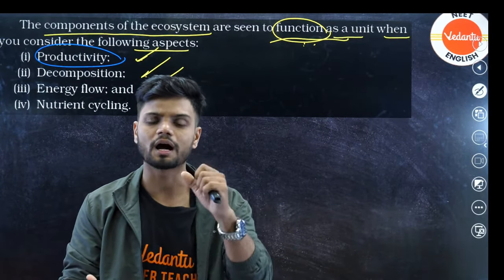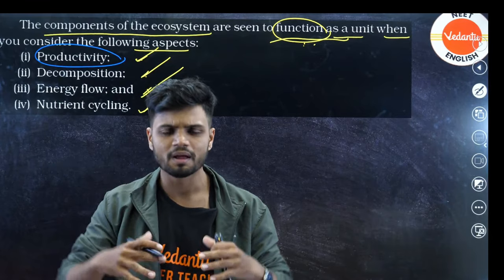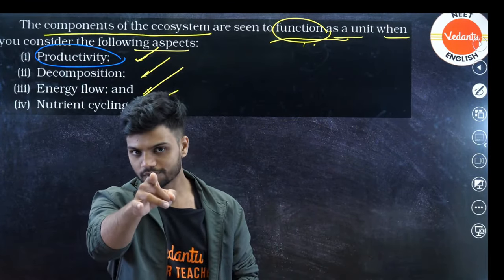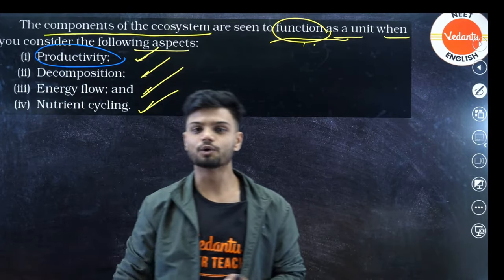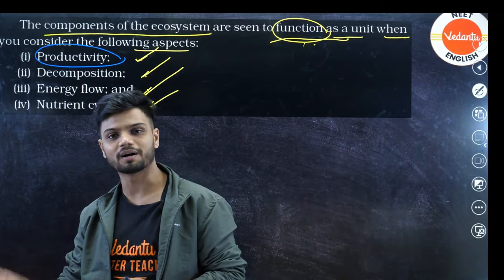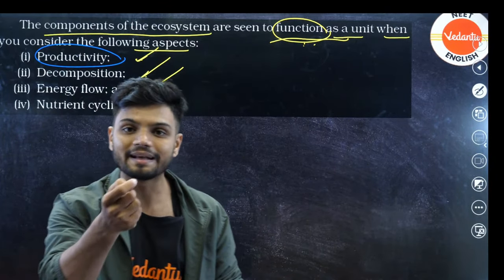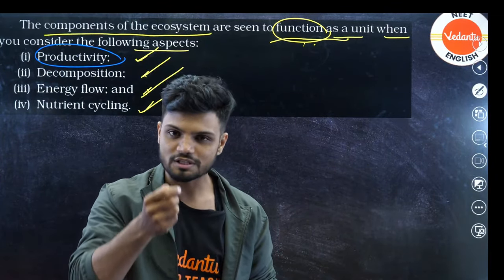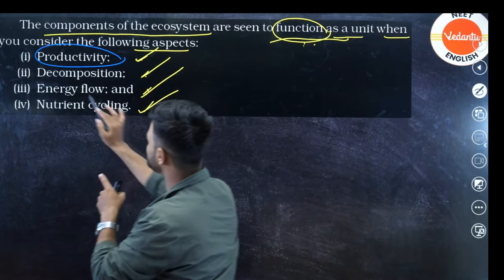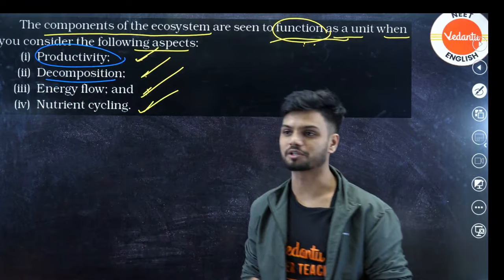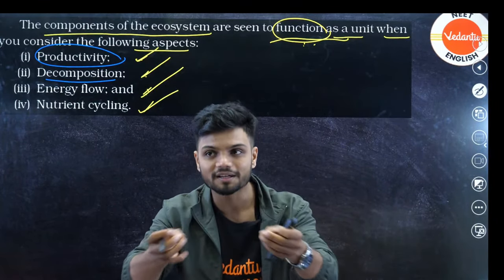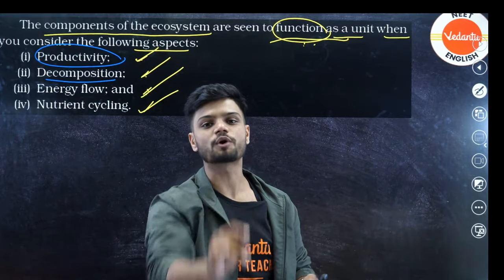In your house, dad or mom will be working and they will produce money, and that money will be given to you. What will you do with the money? You will go eat ice cream, golgappa, pizza, burger. What are you doing? You're spending the money. You're decomposing the money. That is decomposition, where the organic matter is destroyed, just like how you destroyed the money.